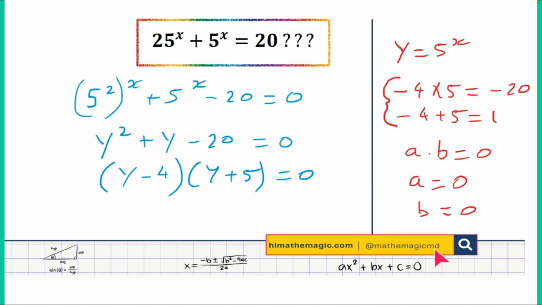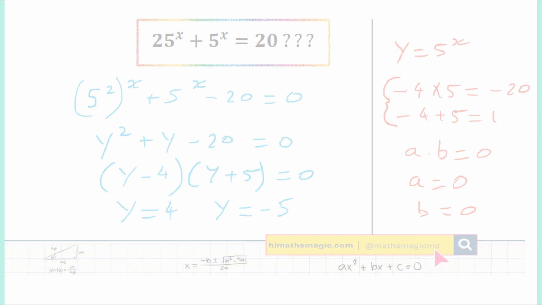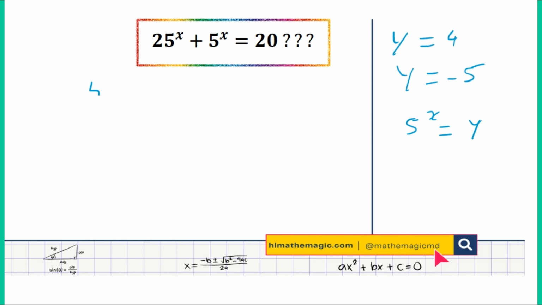So for the first bracket to be equal to 0, y minus 4 should be equal to 0, which means that y is equal to 4. And for the second bracket to be equal to 0, y plus 5 should be equal to 0, which means y is equal to negative 5. And so replacing y by 5 to the x, I could say that 5 to the power x is equal to 4, or that 5 to the x is equal to negative 5.